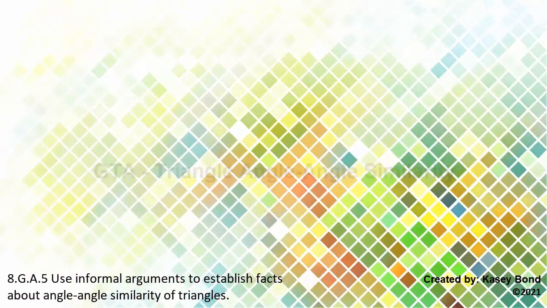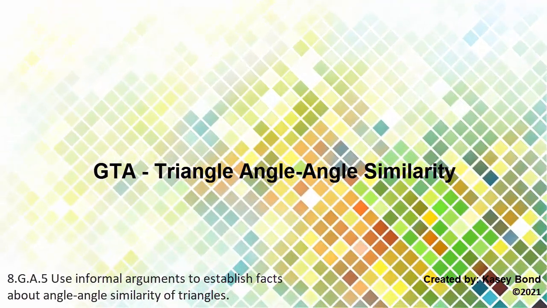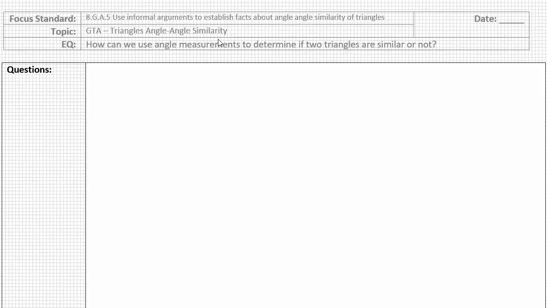For today's lesson, we're talking about triangles, angle-angle similarity. Our essential question is, how can we use angle measurements to determine if two triangles are similar or not?